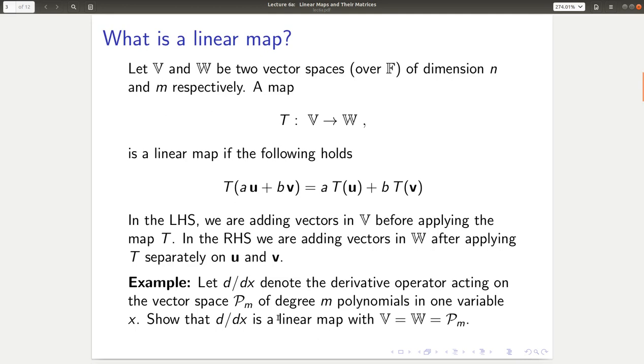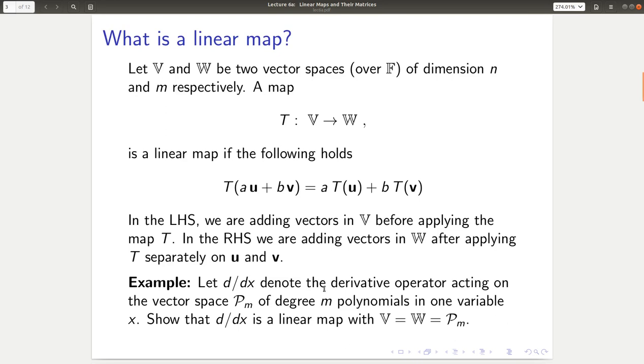Now, here's an example. We saw one example of a vector space, P_m, the polynomials of degree m in one variable x. So d/dx is just the standard derivative. If you give me some polynomial like x squared plus 2x, how does d/dx act on it? It becomes 2x plus 2. So you have to show that that's a linear map with V equal to W equal to P_m.